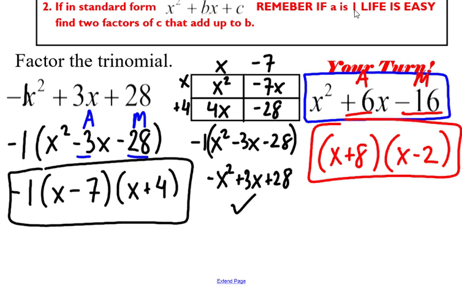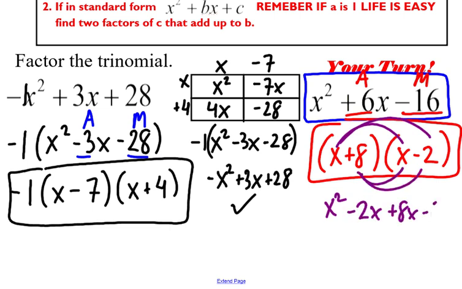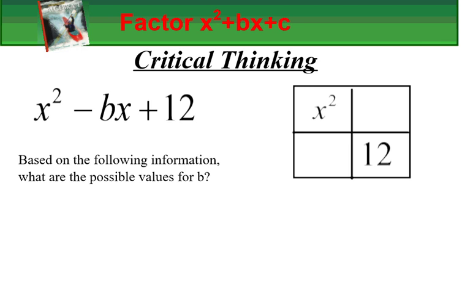You could always check it by multiplying it, distributing through. X times x gives you x squared. X times minus 2 is minus 2x. 8 times x is 8x. 8 times minus 2 is minus 16. You end up getting x squared plus 6x minus 16. So it checks out. You don't have to check with a table. You can just do multiple distribution. And that is it. That is what we would call factoring.